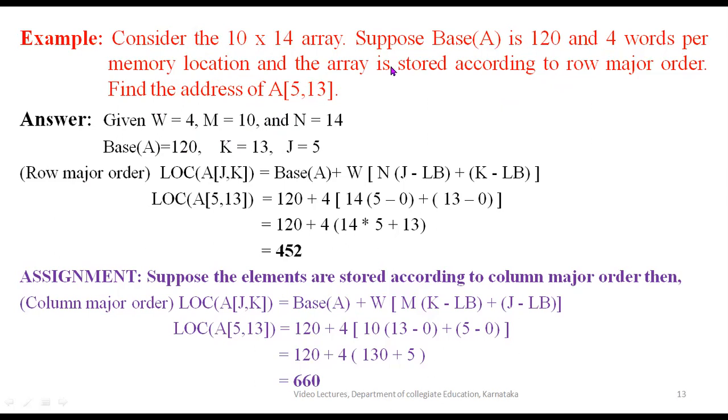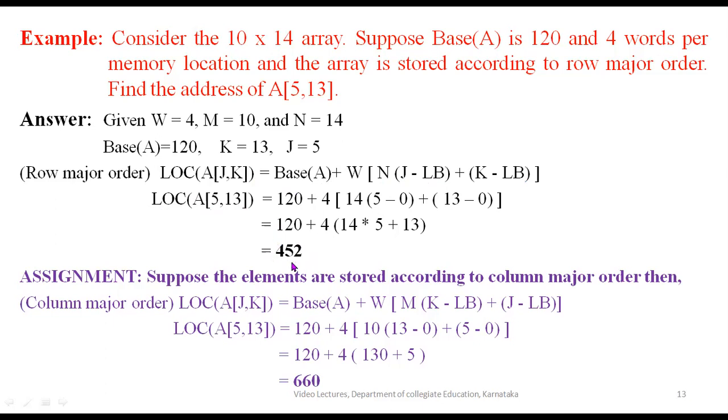So since the elements are stored according to row major ordering, we are going to use the formula location of A of J, K is equal to base of A plus W into N into J minus LB plus K minus LB. So after substituting the values in the formula, we see that location of A of 5, 13 is equal to 452.